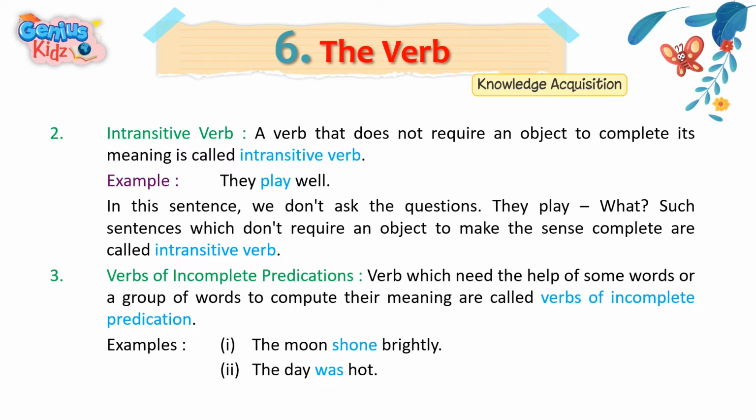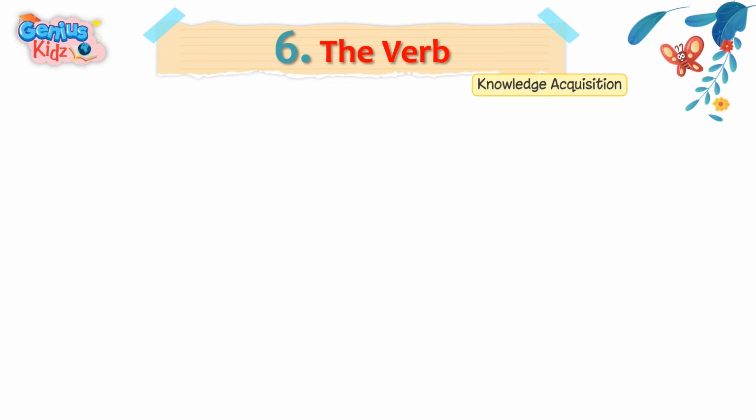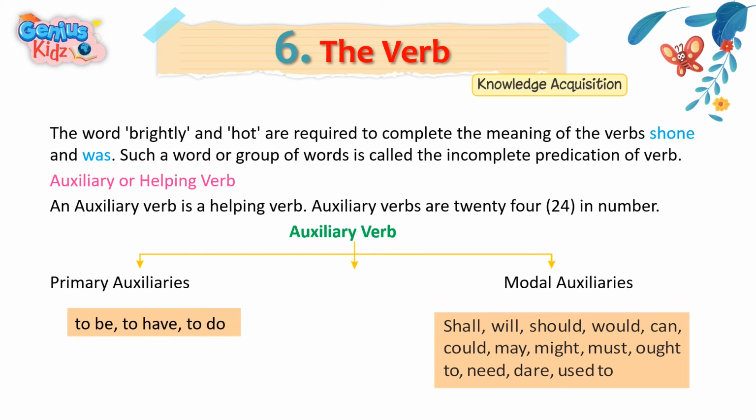3. Verbs of incomplete predication. Verbs which need the help of some words or a group of words to complete their meaning are called verbs of incomplete predication. Examples: 1. The moon shone brightly. 2. The day was hot. The words brightly and hot are required to complete the meaning of the verbs shone and was. Such a word or group of words is called the incomplete predication of the verb.